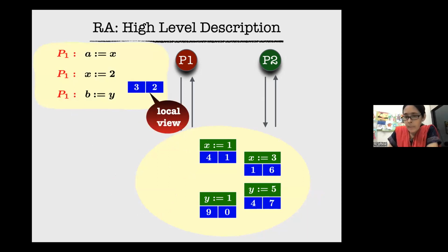Okay, so now let's look at how a configuration looks. I have just one process depicted for this particular slide. This process has 3 instructions. It has a read from X, a write to X, and a read from Y.